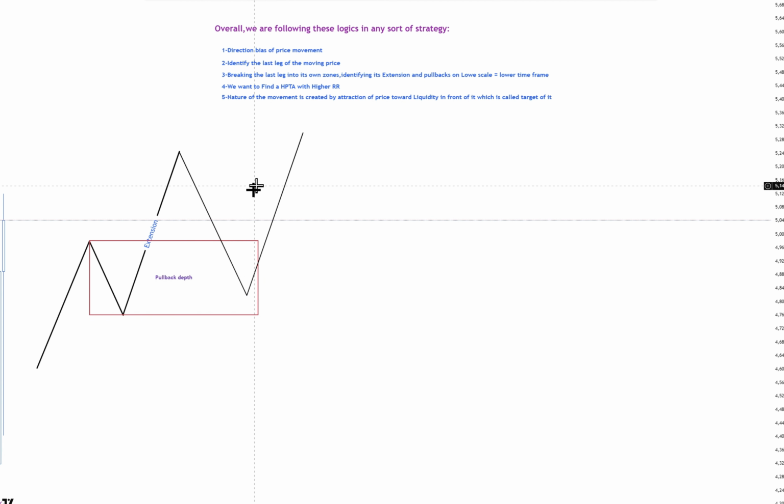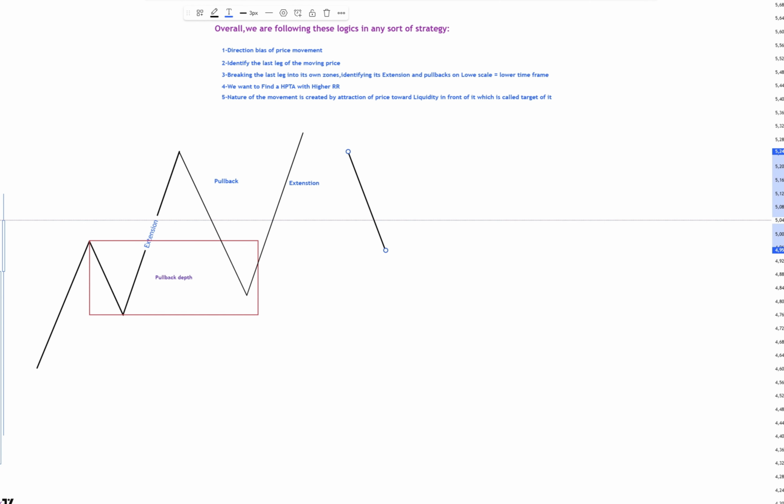Continue. So this is our direction. It means that we're going to buy here. So we're going to identify our last leg. Our last leg here is the pullback. Here is the extension. So as you see here, extension later.